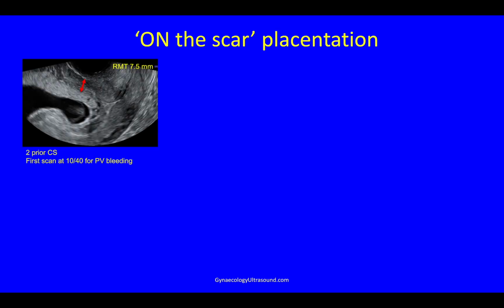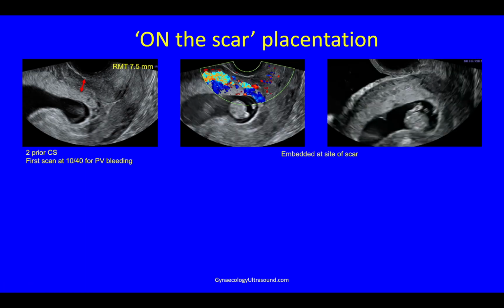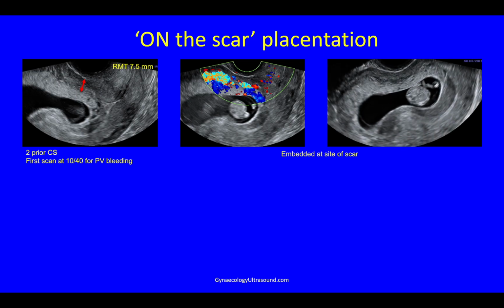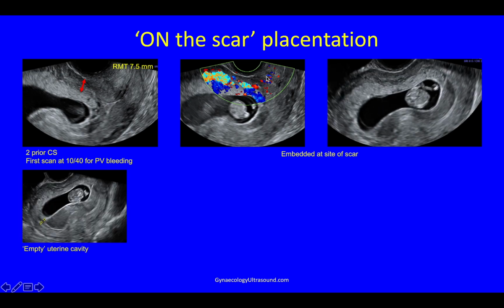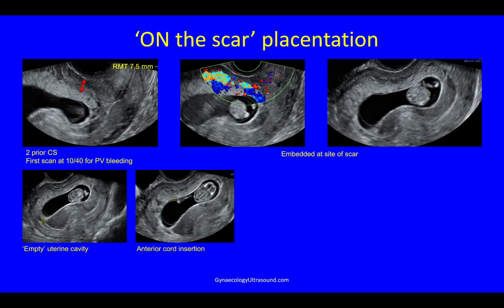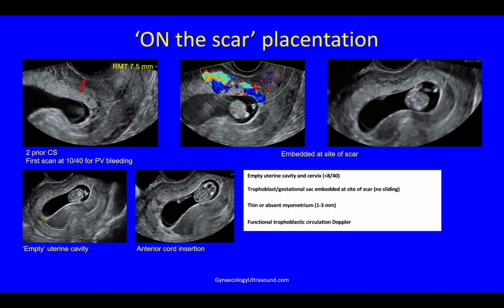This lady had 2 prior sections. The placenta is overlying the thick scar, 7.5 millimeters, and she had some bleeding. The placentation was embedded at the site of the scar, and you can see this little video clip. It doesn't move, so the placenta is embedded into the scar. The uterine cavity, there was still a little bit of emptiness above it, and the cervical canal was empty, and the cord was inserted anteriorly.